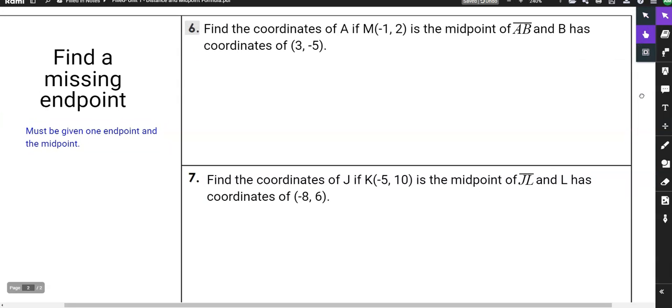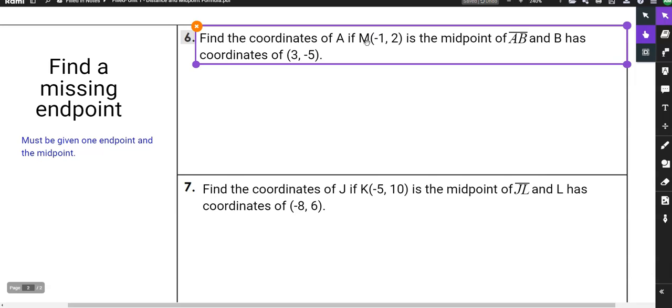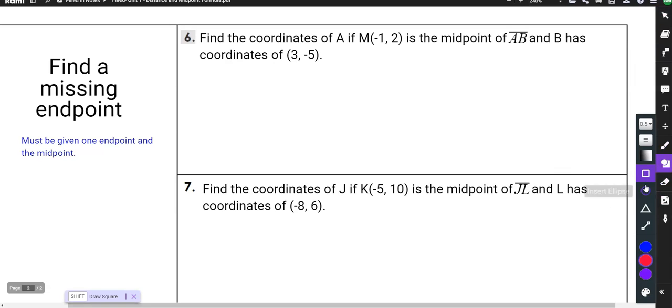So if we look at number 6, it says find the coordinates of A if the midpoint, M, negative 1, 2, is the midpoint of segment AB, and B has the coordinates of 3, negative 5. So again, I'm going to go ahead and do some color coding. I'm going to say that point B is going to be my x2, and my midpoint is going to be purple, and A, which is going to be my x1, is going to be red.